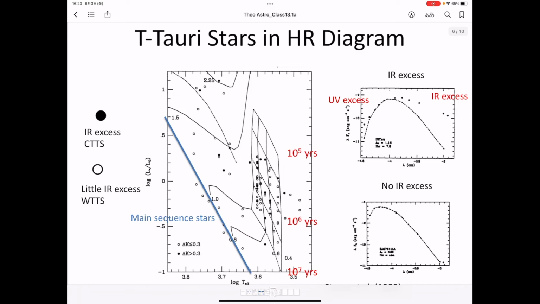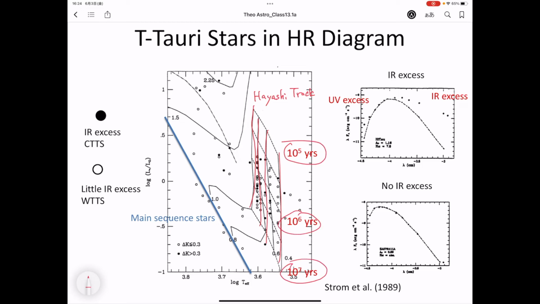Then I'd like to show the T-Tauri stars in the HR diagram. In the previous lectures, I explained the Hayashi track. The vertical line corresponds to the Hayashi track. So depending on the mass of a star, there are different paths. Also I show the time scale. This is 100,000 years, 1 million years, 10 million years.